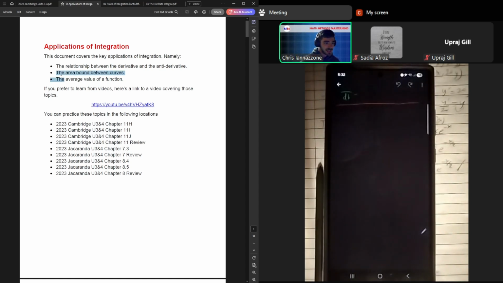We look at how to find the area bound between curves rather than just bound between one curve and the x-axis. And the final thing is that integration can also be used for finding the average value of a function. So kind of like how you do averages in real life, how you would add everything up and divide by a number of things, exact same sort of scenario here, but we use integration for it.